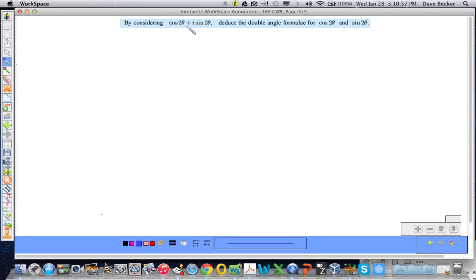All right, one more example, and we'll leave you alone for the time being. By considering cosine 2 theta plus i sine 2 theta, deduce the double angle formulas for cosine 2 theta and for sine 2 theta. This is actually very nice and pretty quick. So we know that cosine 2 theta plus i sine 2 theta is equal to cis 2 theta, obviously. All right. And then that is equivalent to, are you ready for this, boys and girls?